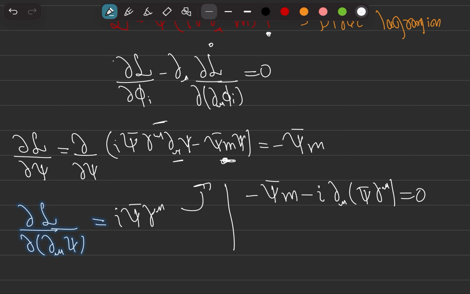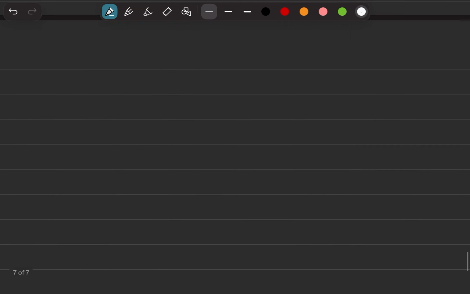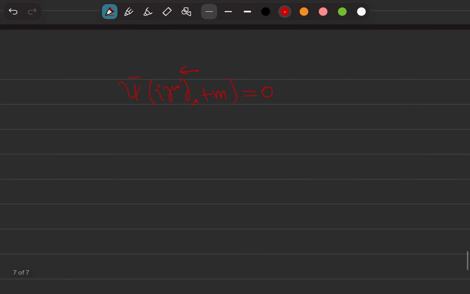Which upon rearrangement gives you psi bar, iota gamma mu partial mu but applied to this side, plus m is equal to 0. This is your Dirac equation. Actually it's the conjugate Dirac equation.